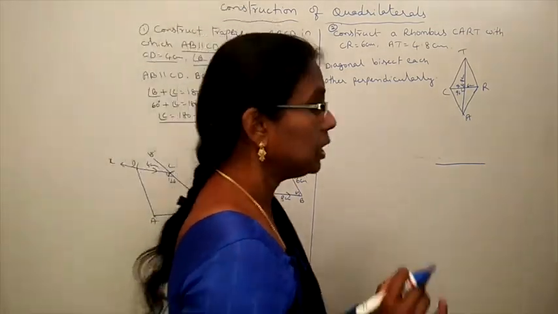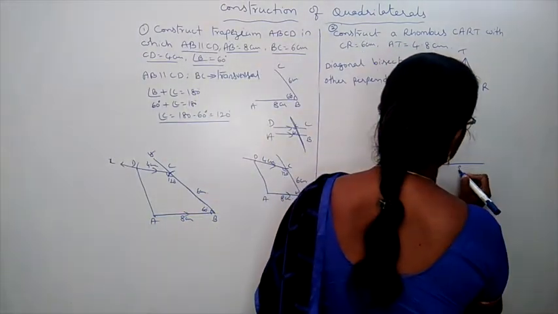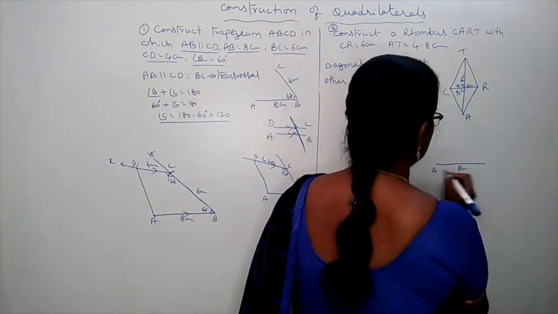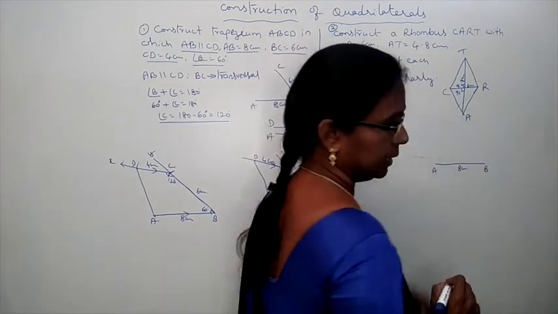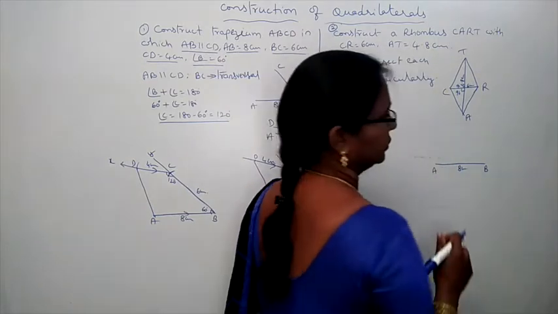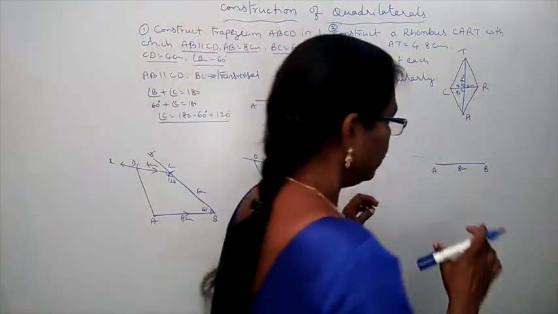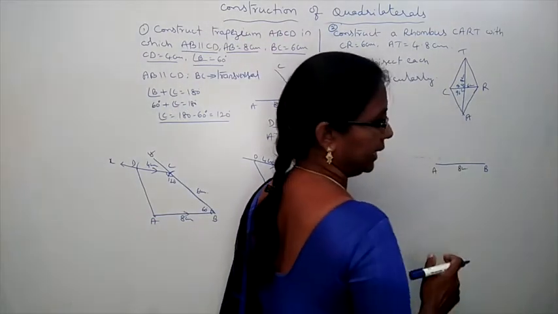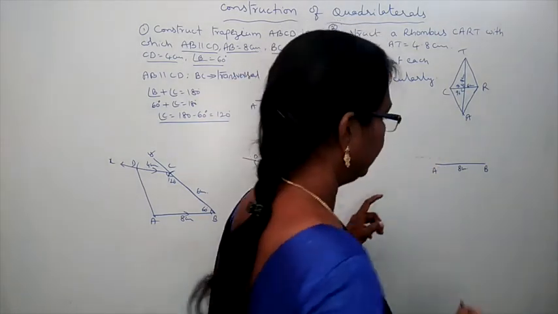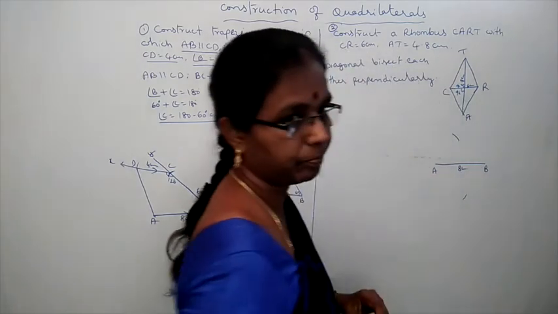First, we have to learn how to draw the perpendicular bisector. Suppose an 8 centimeter line segment, you have to draw the perpendicular bisector. Now, AB is the line segment, 8 centimeter. Take compass and take more than half. It may be 5, it may be 6, 4.5 or 5.5, as you wish. Then take more than half radius and, with the center A, draw 2 arcs on either side of the line segment.